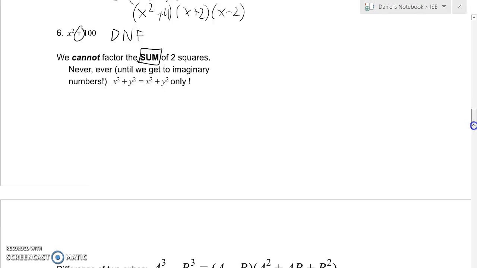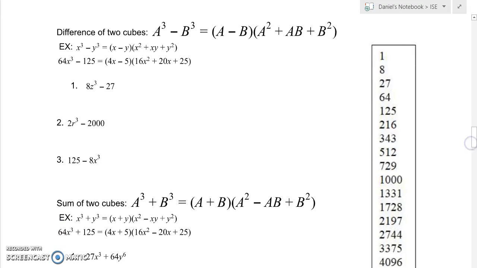Actually, let's just go do page 3 right now. Page 3 has two parts, the difference of cubes and the sum of cubes. The big difference between squares and cubes is that they're cubes. So 8 is 2 times 2 times 2. 27 is 3 times 3 times 3. Knowing your cubes lets you use this formula easily.